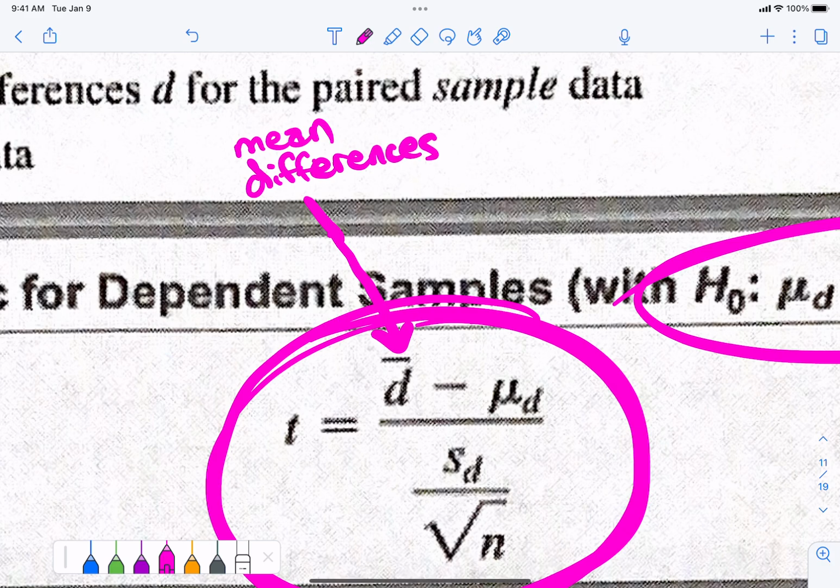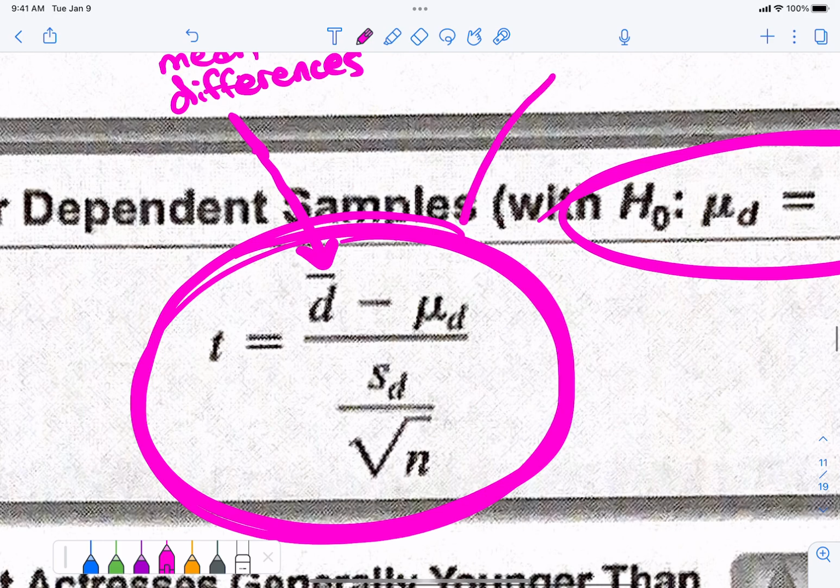D-I-F-F-E-R-E-N-C-E-S. Write that down. The mean of the differences is what D bar is, okay? Now, mu d, they put this in here. But if our hypothesis is that mu d equals 0, then we can just cross it off. That's what 0 will be.